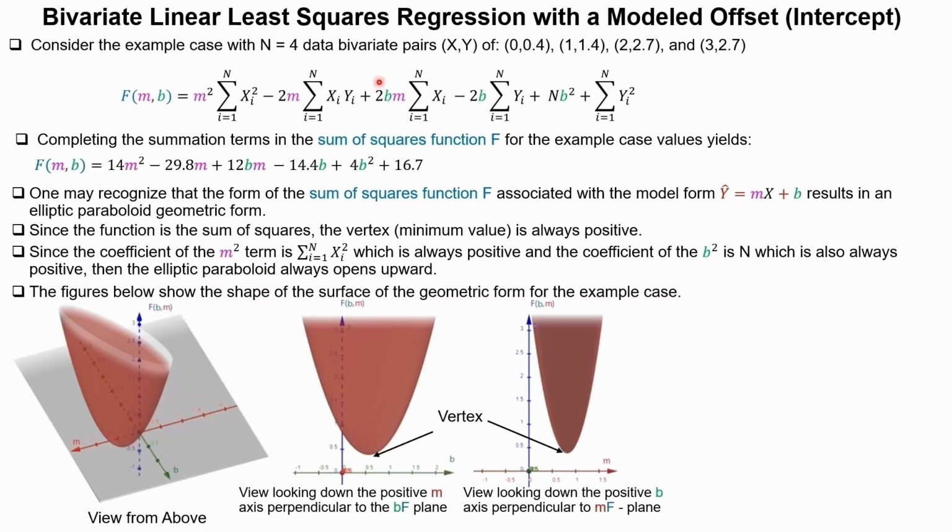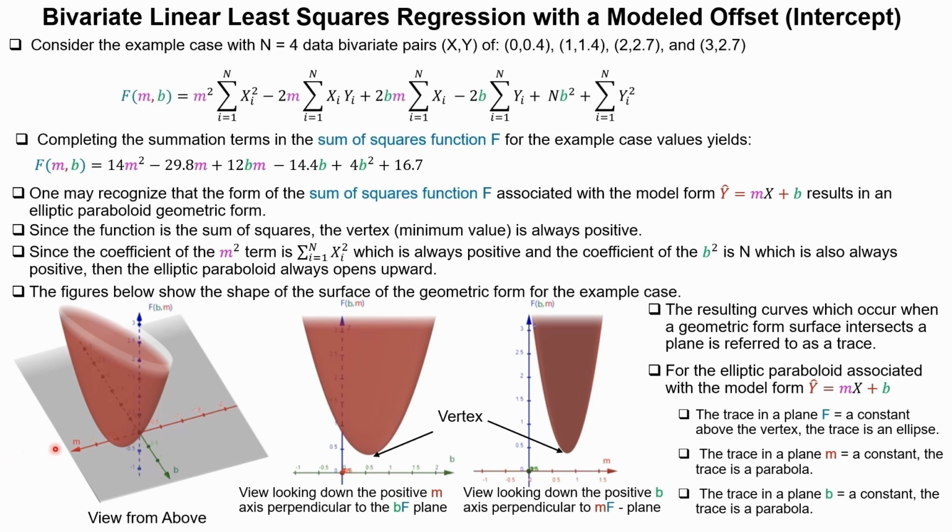In this example case, with the four bivariate pair values as shown, the sum of squares term results in an elliptic paraboloid which has a view from above, kind of like this, where you can see there's the b axis and the positive m axis direction, and the upward direction is the function. If one looks at the bf plane from the positive m axis, you see this shape. If one looks at the mf plane from the positive b direction, you see this view, and you can see there's the vertex of this elliptic paraboloid.